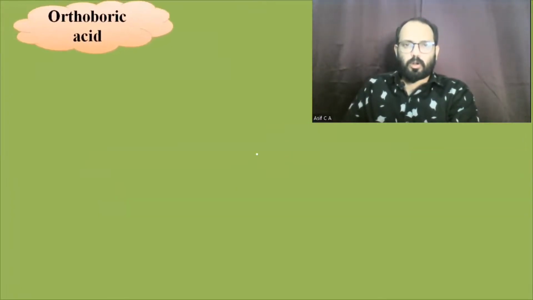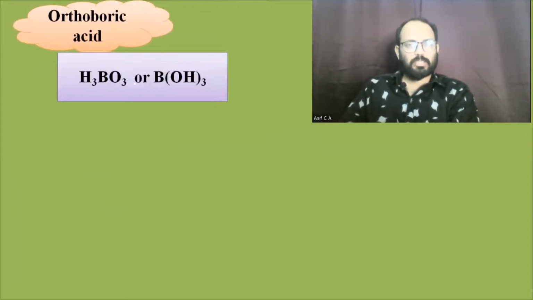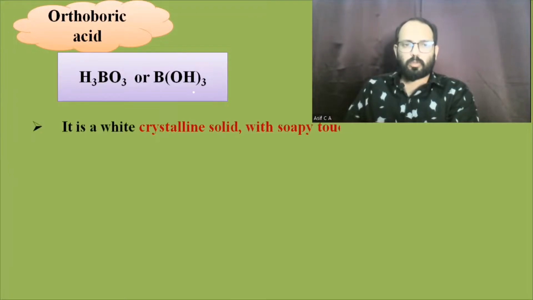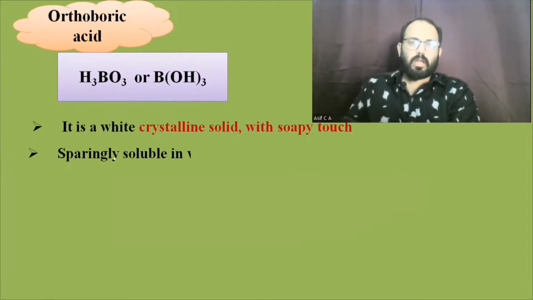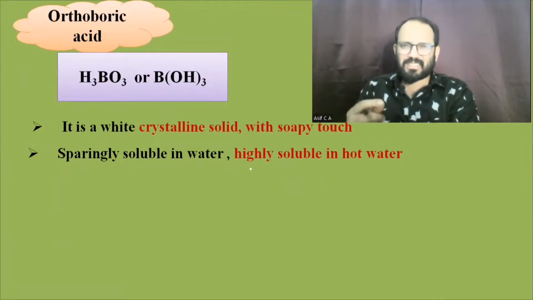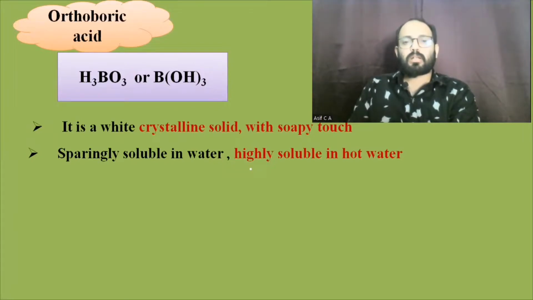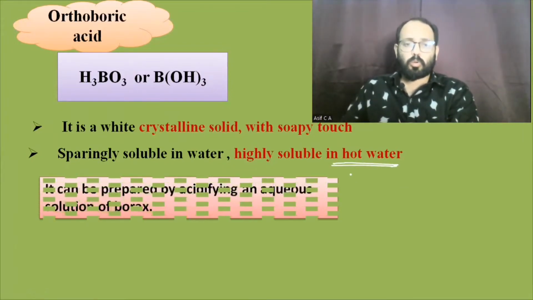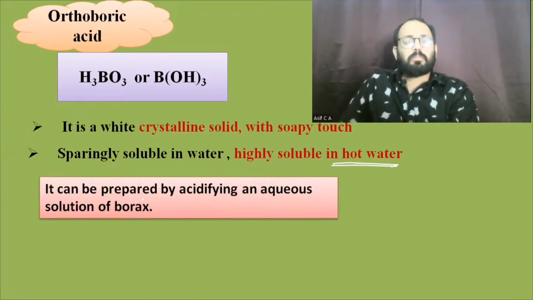So orthoboric acid, the formula is H3BO3 or B(OH)3. Orthoboric acid, or simply we can call it boric acid. It is a white crystalline solid with a soapy touch, and it is sparingly soluble in water. Sparingly soluble means very less soluble in water, but it is highly soluble in hot water.